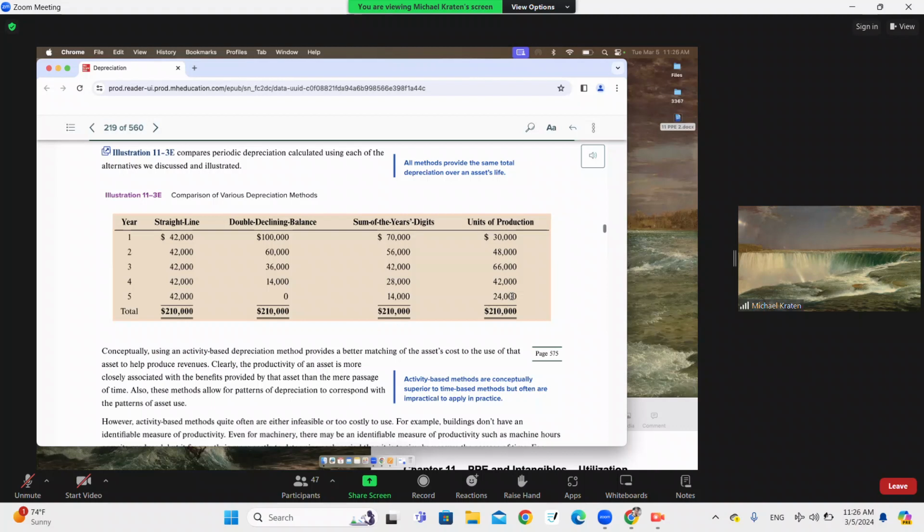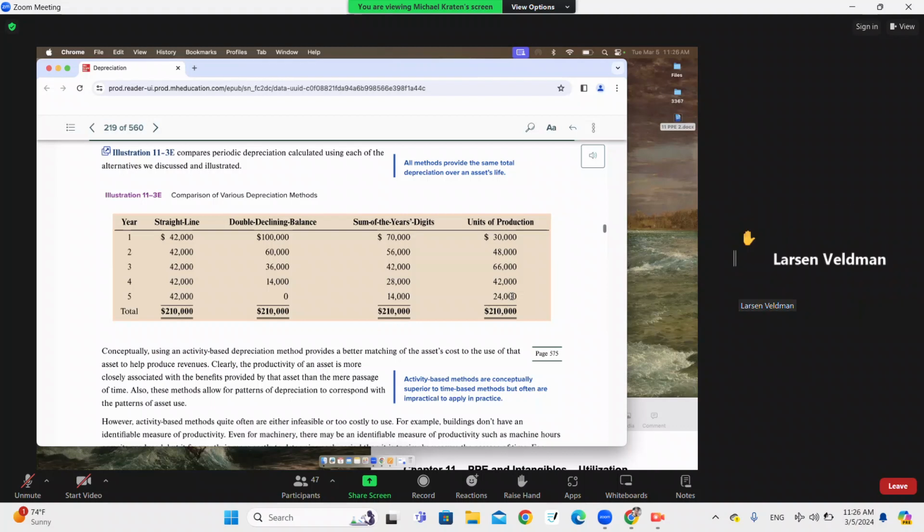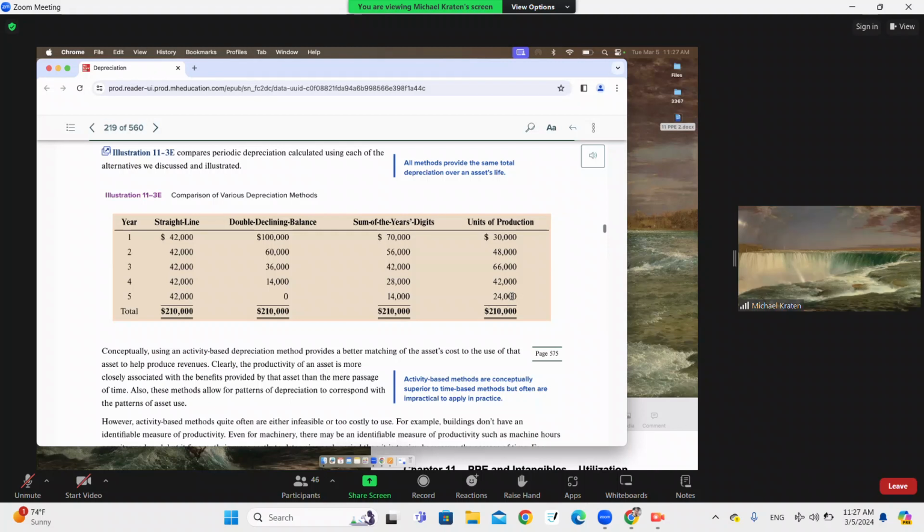Okay, questions. Lawson, go right ahead. So you said that the first method that we looked at, 3A, we would use to depreciate a building because it's going down steadily. And then the second one, we think about like a new car because it's accelerated. And then for the third method, was it that you think about like a Ferrari or a Lamborghini because it depreciates even faster, or no?